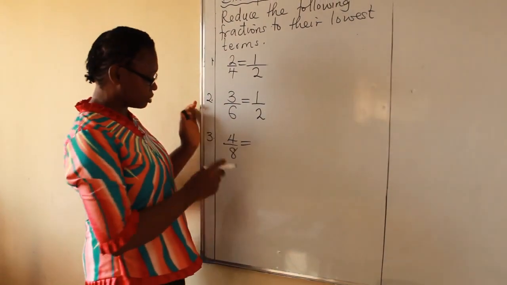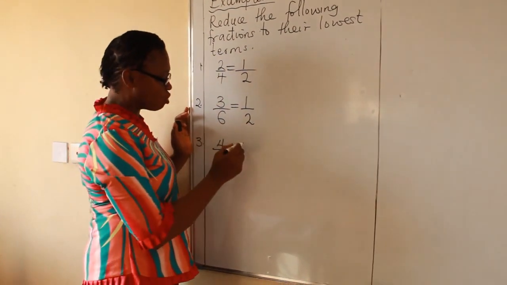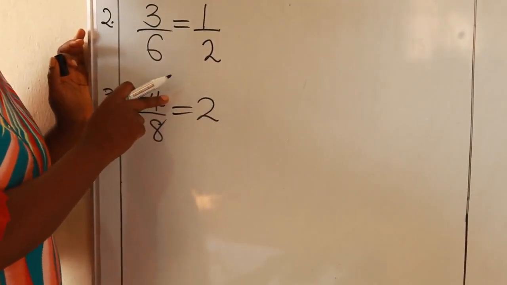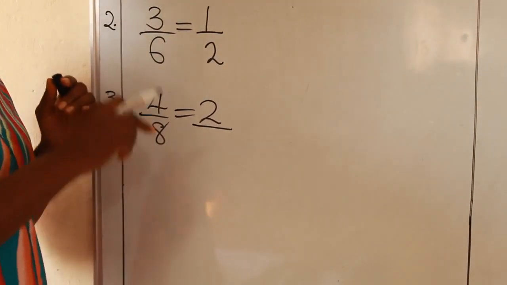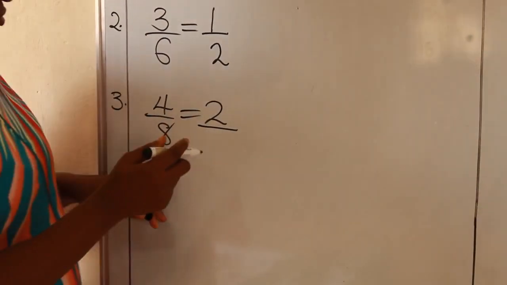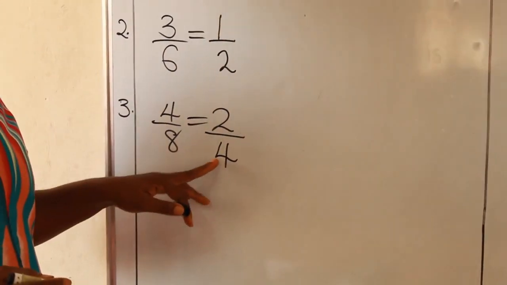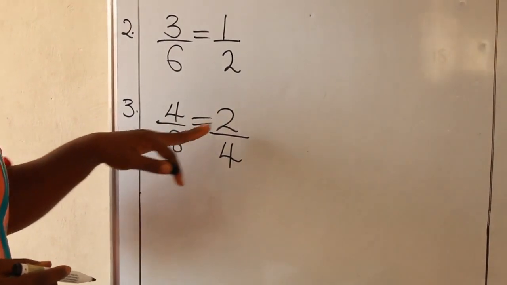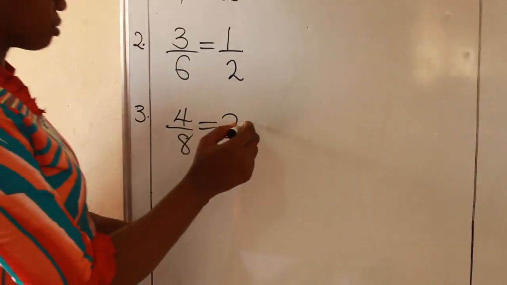I hope you are following me. So how many times will I draw out 2 from 4? We say it is 2 times, so that 2 times 2 will give us 4. And then the same thing, how many times will I draw out 2 from 8? We all know that it is 4, so that 4 times 2 will give us 8. And then 2 times 2 will give us 4.